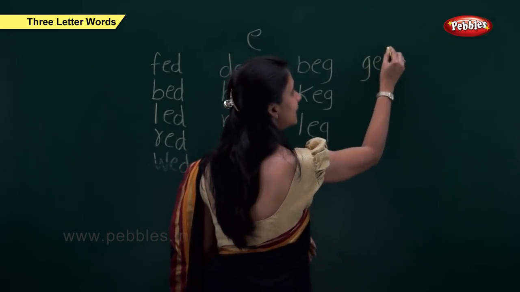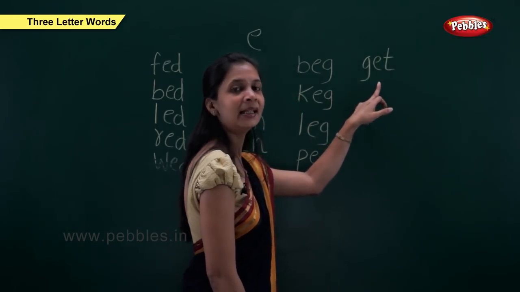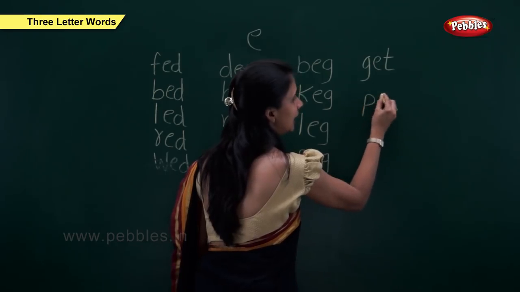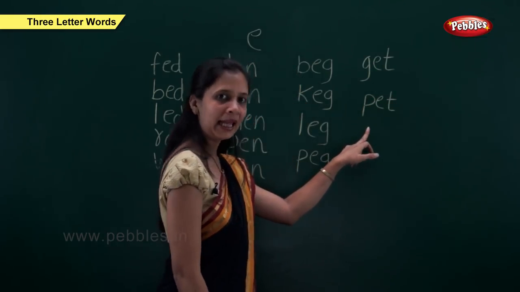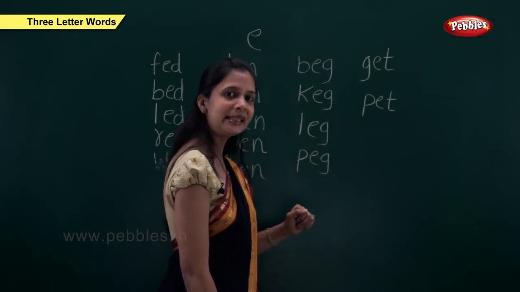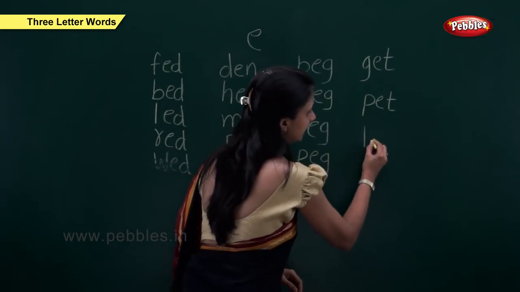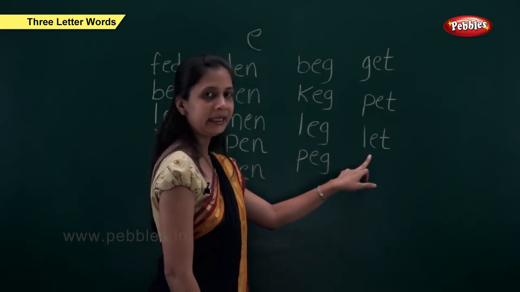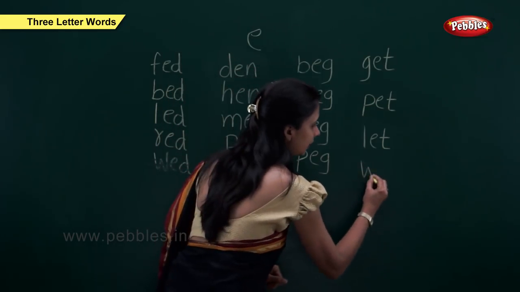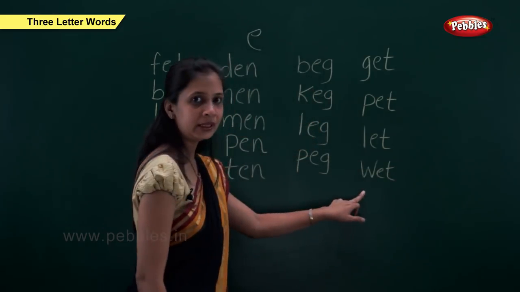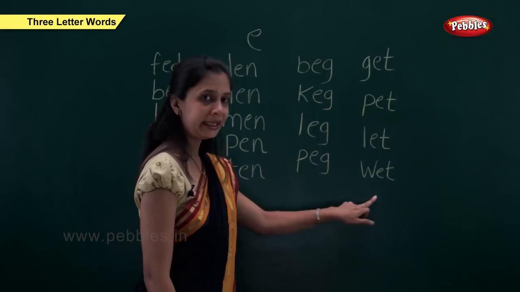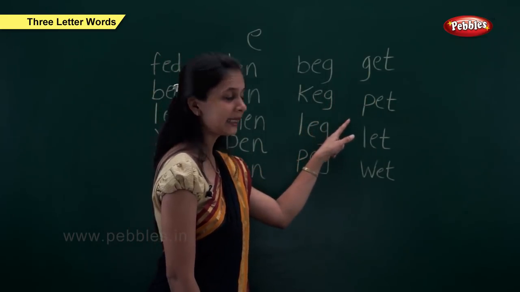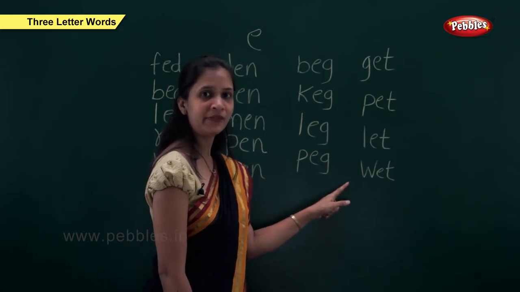G-E-T, get. The next is P-E-T, pet. The next is L-E-T, let. The next is V-E-T, vet. Now we repeat all these: get, pet, let, and vet.